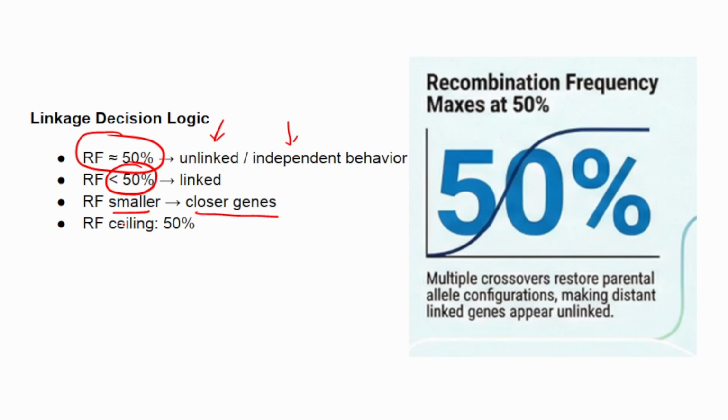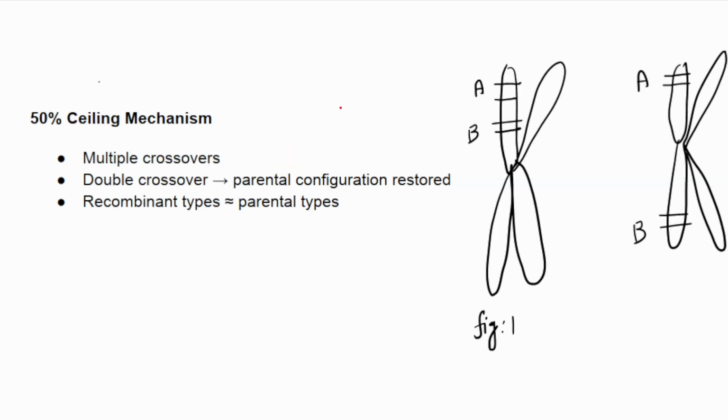And the recombination frequency ceiling is 50%. We're going to know why in the next segment. But before that, remember the takeaway message. Low recombination frequency means close, linked genes, while about 50% means unlinked behavior. The reason recombination frequency never goes above 50% is due to the 50% ceiling mechanism.